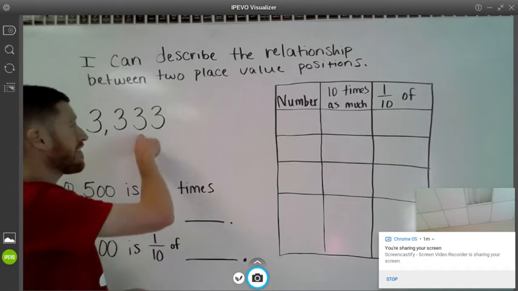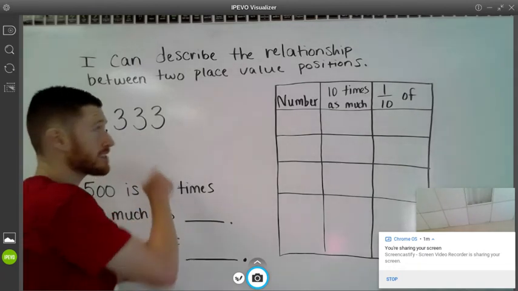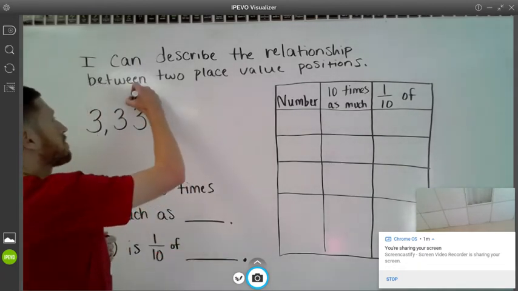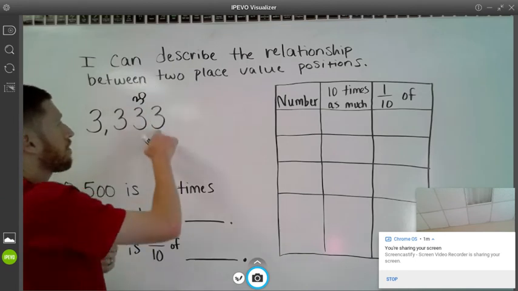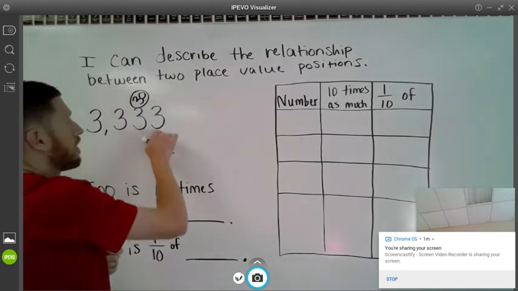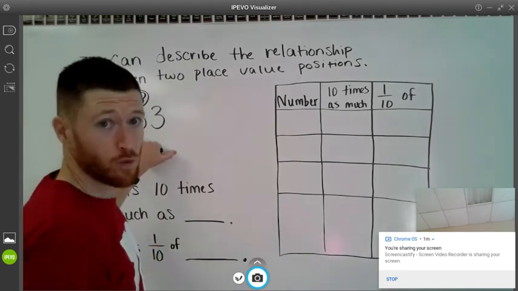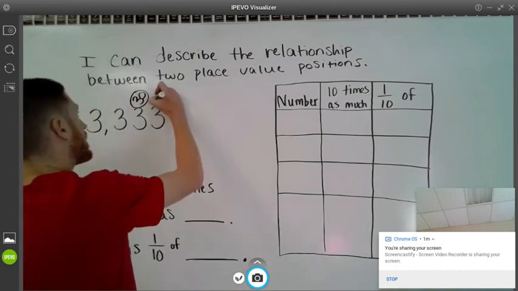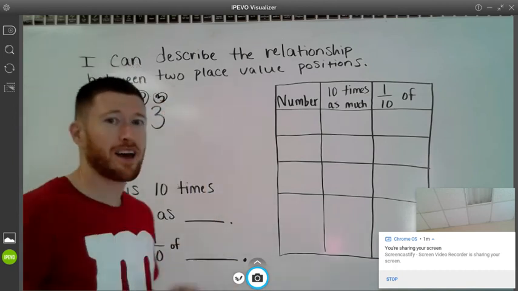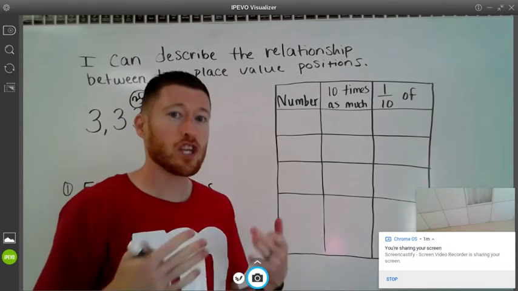This 3 in the tens place is worth 10 times more than the 3 in the ones place because this 3 is worth 30. This 3 is worth 3. And when you multiply 3 by 10, you get 30.